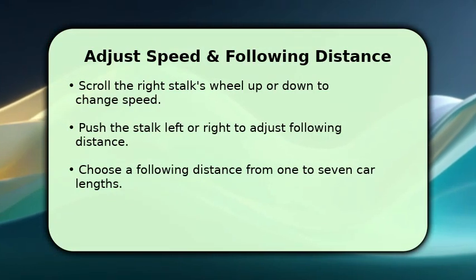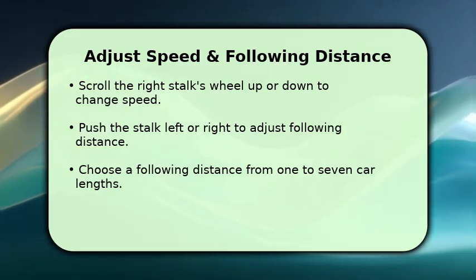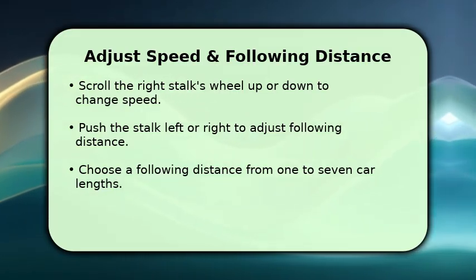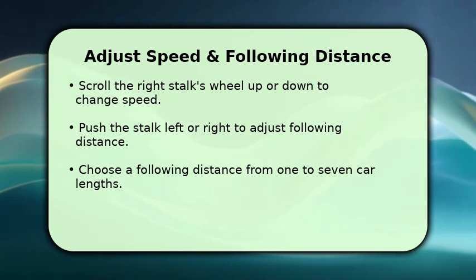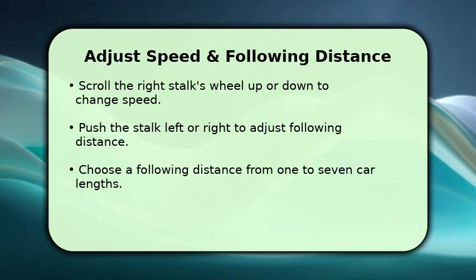Once traffic-aware cruise control is active, you can easily adjust your speed. Simply scroll the wheel on the end of the right stalk up to increase your speed or down to decrease it. To modify your following distance from the car ahead, push the stalk either left or right.